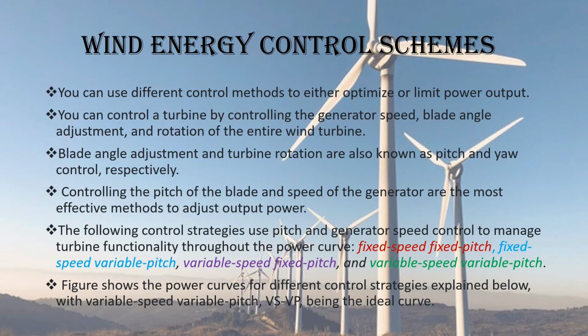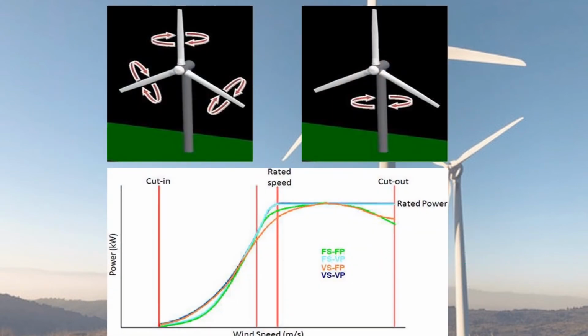In the next slide, both the controlling methods and several control strategies are shown. Here, figure 1 shows the pitch adjustment, figure 2 shows the yaw adjustment, and the graph below shows the four controlling strategies, that is fixed speed, fixed pitch; fixed speed, variable pitch; variable speed, fixed pitch; and variable speed, variable pitch.